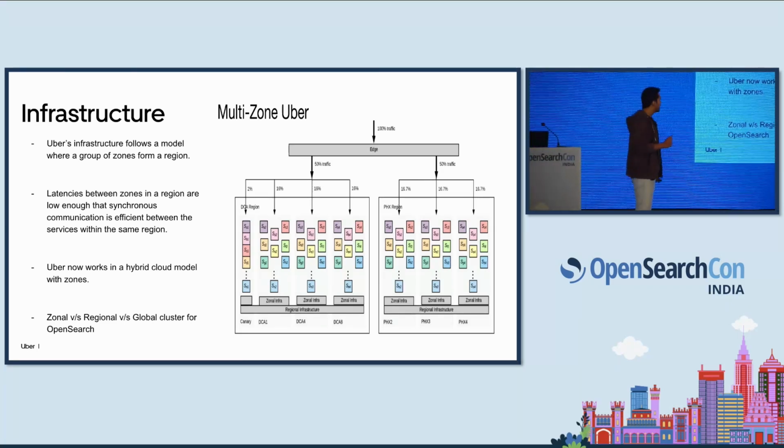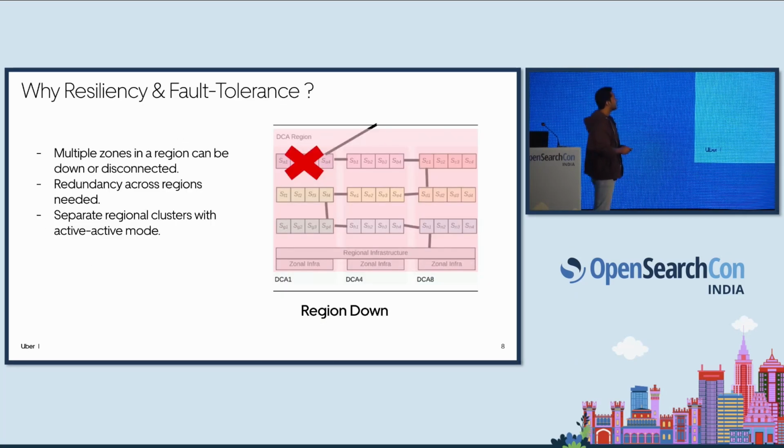Now when we talk about what sort of latencies that you see, the thing to keep in mind is that the latencies between the zones within a region are low enough that synchronous communication is efficient between the services, right? But as soon as you try to cross the boundaries of the region, your latency could go for a toss. So theoretically, we'll always deal with regional or zonal infra, never a global infra, although that could be possible as well.